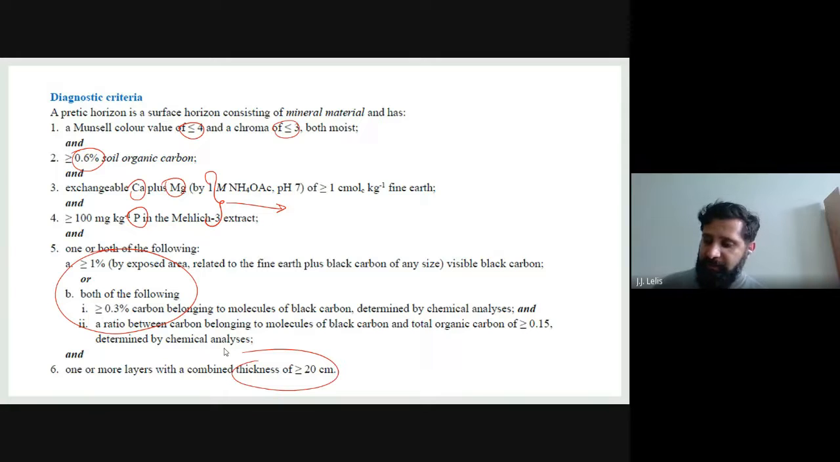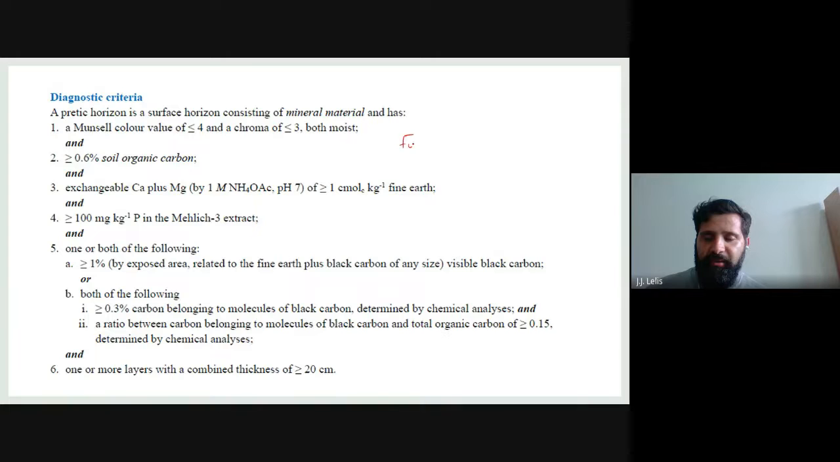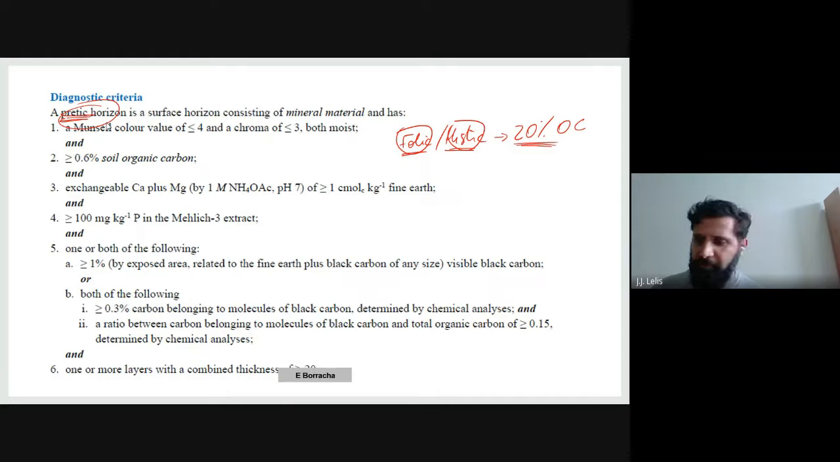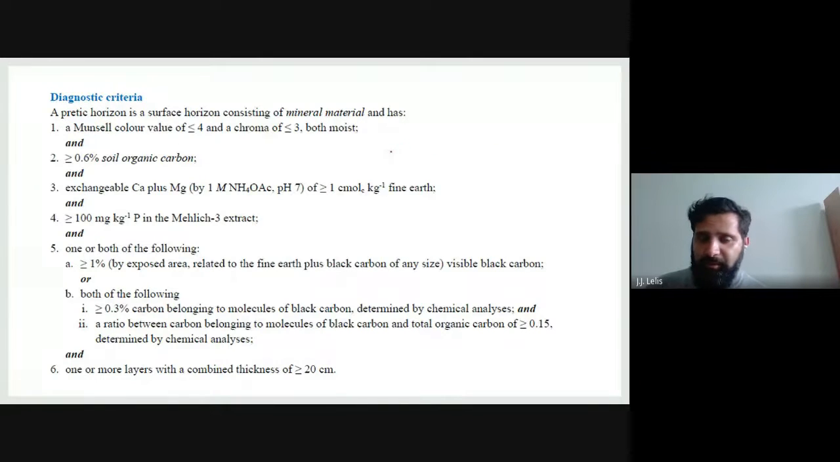Okay. The difference between the pratic horizon and the folic and the histic horizons: folic and histic should present at least 20% of organic carbon. The pratic horizon should present lower contents of organic carbon. So the difference between folic, histic, and pratic horizon is very easy to identify. The difference between these horizons is quite easy.